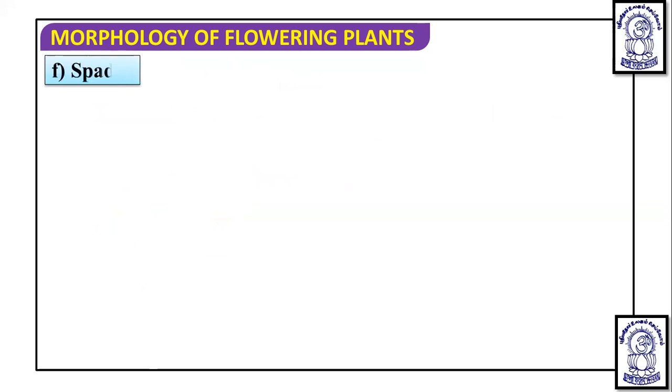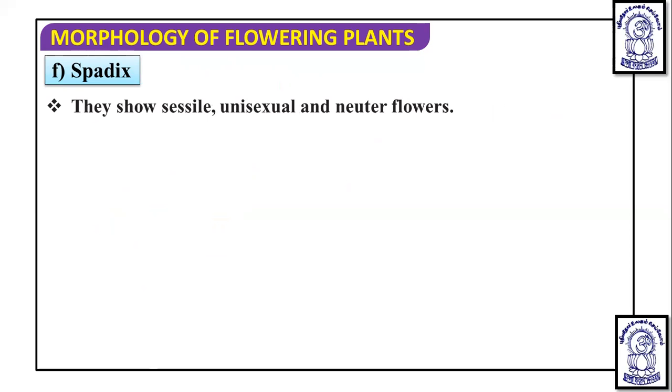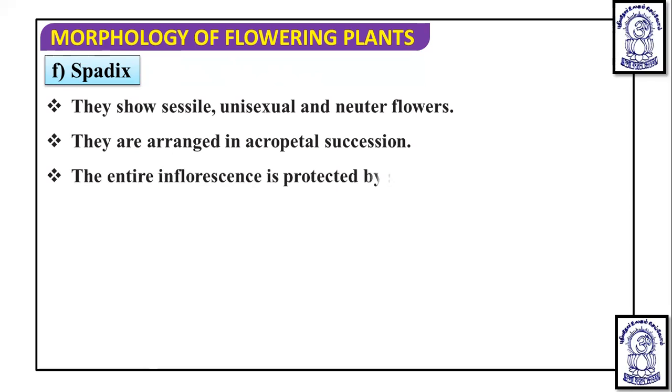After catkin, the next type of inflorescence which we are going to study is the spadix. In spadix type of inflorescence, you will see that this is also a modification of the spike. So it also has sessile flowers. But in spadix, you will see the presence of unisexual and neuter flowers. Neuter means sterile. Unisexual flowers are of both types, male flower and female flower. In this, all the flowers are arranged in acropetal succession because it is a simple racemose. And here, the entire inflorescence is protected by a large fertile bract that is known as spathe.